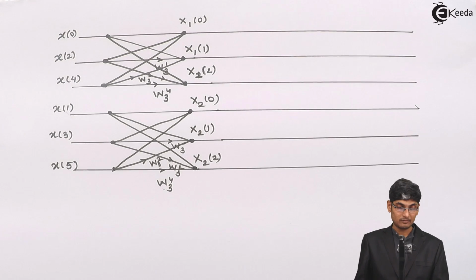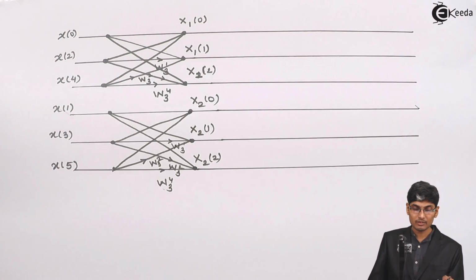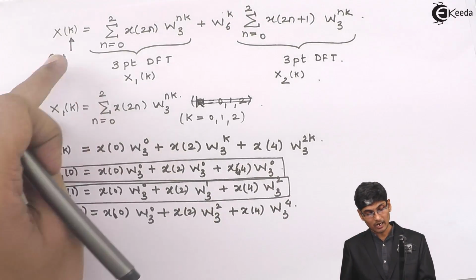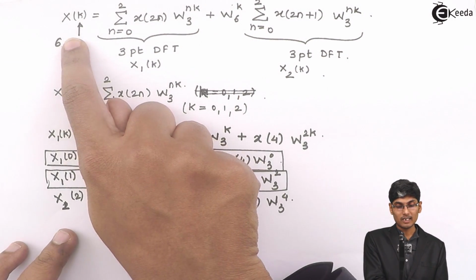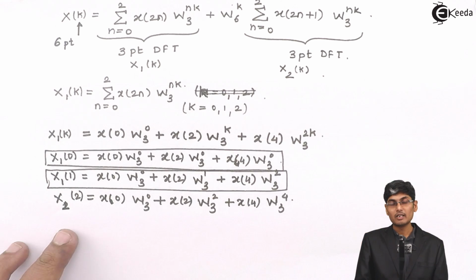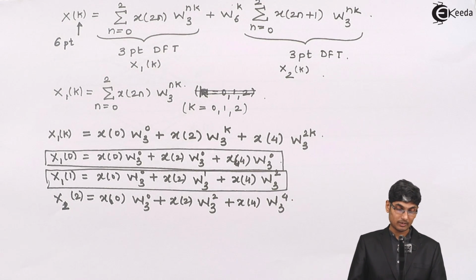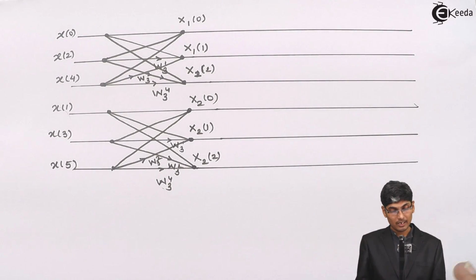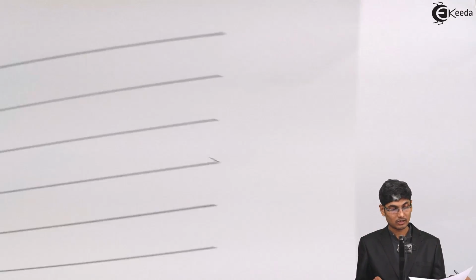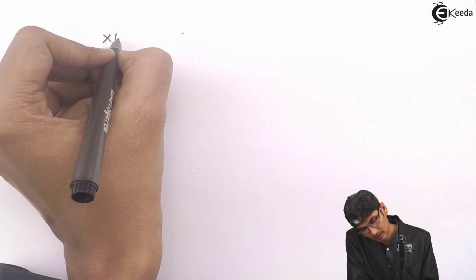But that is not the end, because we have seen in the previous formula that I want x of k. I do not want x1 of k and x2 of k. I want x of k, which is nothing but the addition of both x1 of k and x2 of k. So let us keep this graph a bit aside and let us see what x of k is.